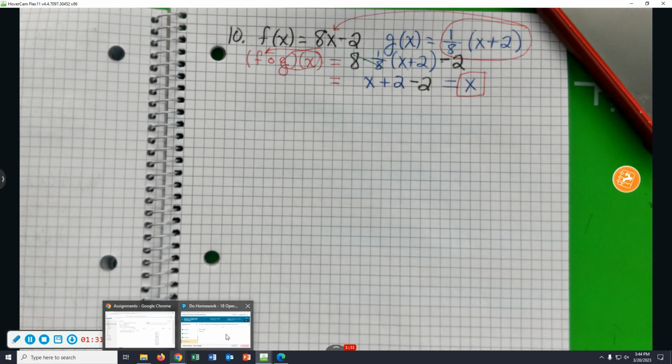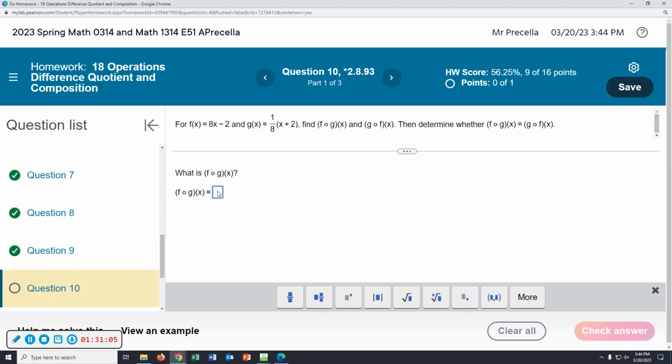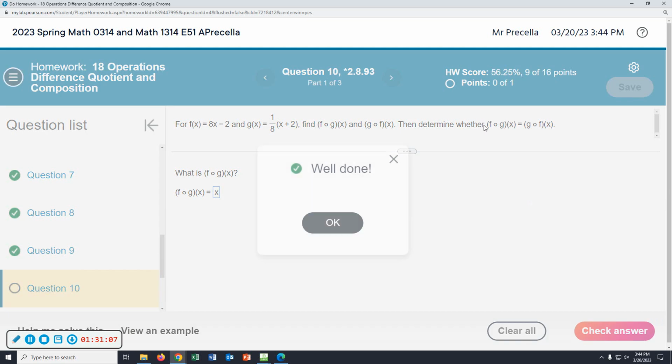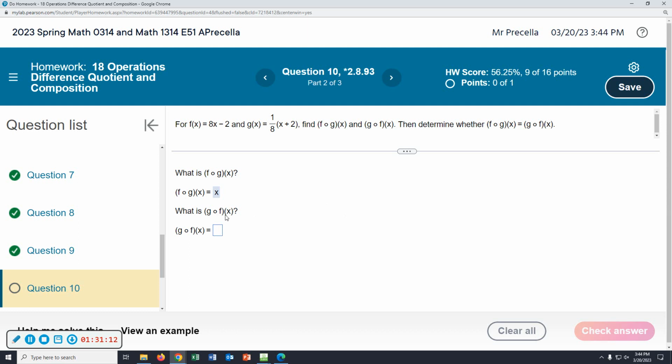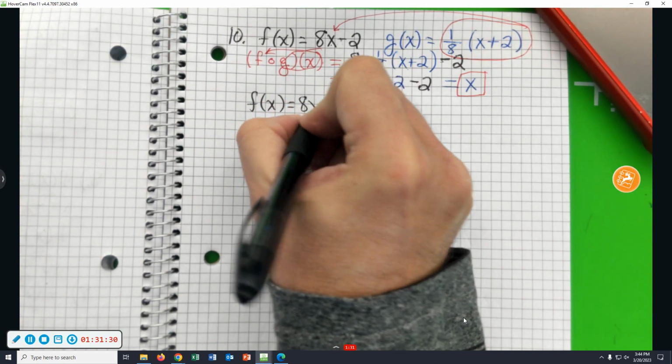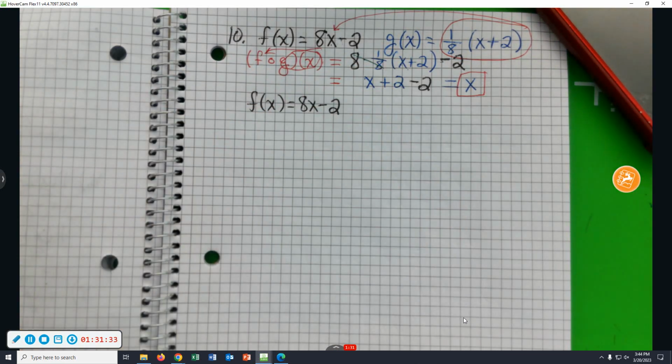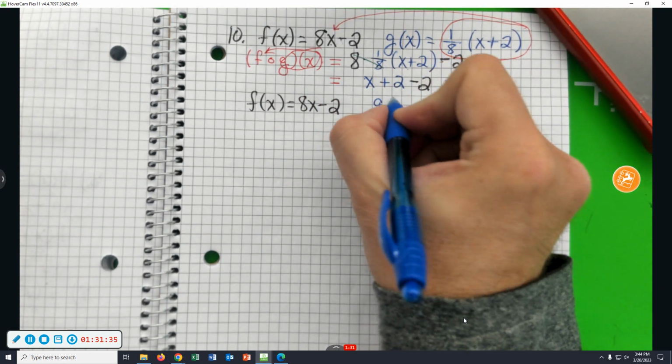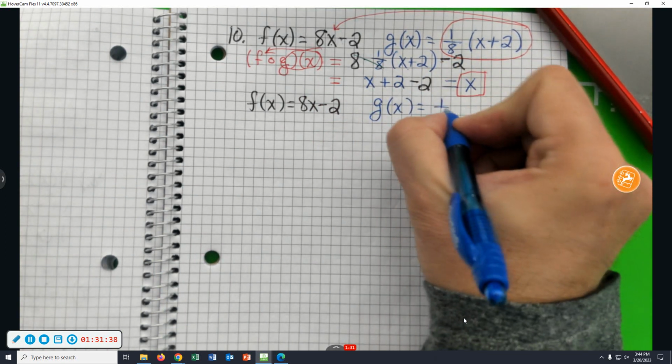Now, we've been going so long, I better type in that answer, X. I don't want them to time this out. So next we're going to find G of F, and then they're going to ask the question, are they equal? The only way they'll be able to say yes, they're equal, is if we get X as well. Well, let's see. F of X is 8X minus 2. I think it's a good idea to recopy it because it's so messy with the little arrows.